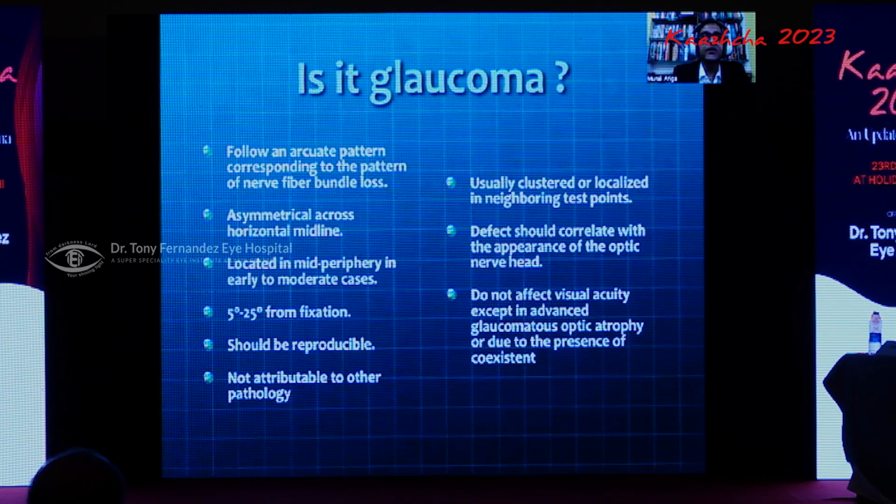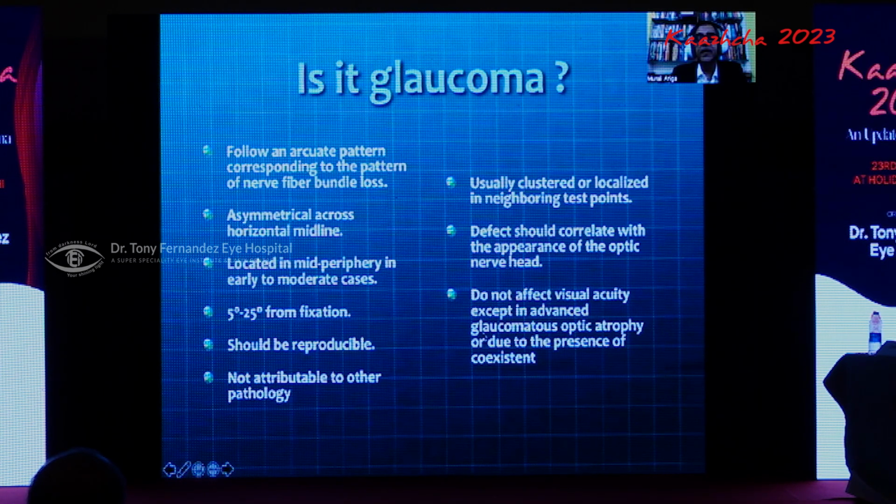The field pattern should follow an arcuate pattern corresponding to the pattern of nerve fiber loss, asymmetrical across the horizontal meridian, and the field defect is located in the mid periphery in early to moderate cases, 5 to 25 degrees from fixation. The field loss should be reproducible another time and not attributable to other pathology like an optic atrophy or a macular scar, or a laser scar which is already there. These field defects in glaucoma are usually clustered, localized to neighboring test points, and defects should correlate to the appearance of the optic nerve head. The central vision is generally not affected in glaucoma.